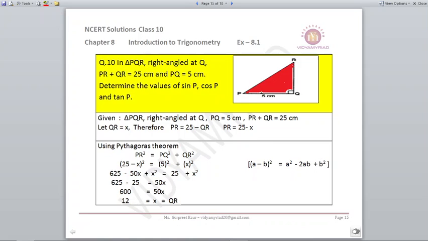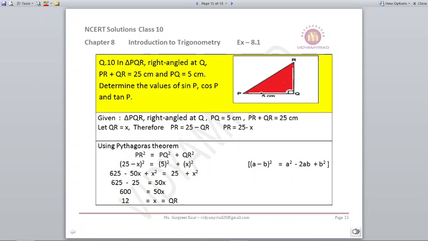So let us assume QR as x. So what will be my PR? PR will be 25 minus x. Now we will use Pythagoras theorem here to find out the value of x. It is PR square is equal to PQ square plus QR square. Now it is 25 minus x the whole square is equal to 5 square plus x square, using the given values. Now for 25 minus x the whole square, we will apply the formula of a minus b the whole square, which is a square minus 2ab plus b square.